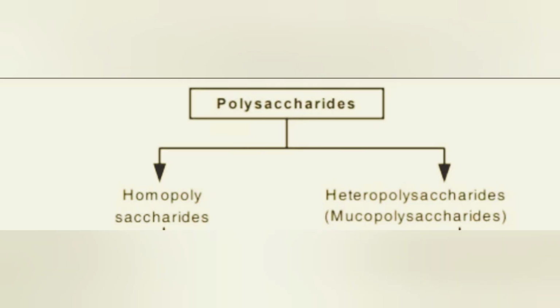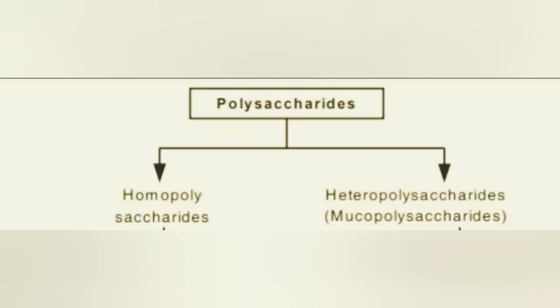Finally, we have the polysaccharide. The word poly means many and saccharide means sugar, so they have many sugar molecules in them. These are massive macromolecules made of more than 10 monosaccharide units, often 100 or even 1000 monosaccharide units linked together to form a polysaccharide. Because they are so complex, they are completely tasteless non-sugars.